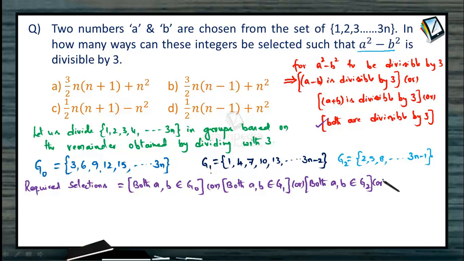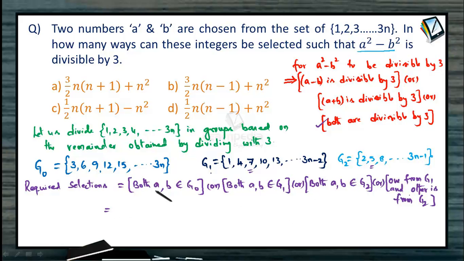There is one more possibility: one of A and B is from G1 and the other from G2. Then the sum is divisible by 3, but not the difference. But anyway, if the sum is divisible, a square minus b square will be divisible. So now we know the different possible cases.